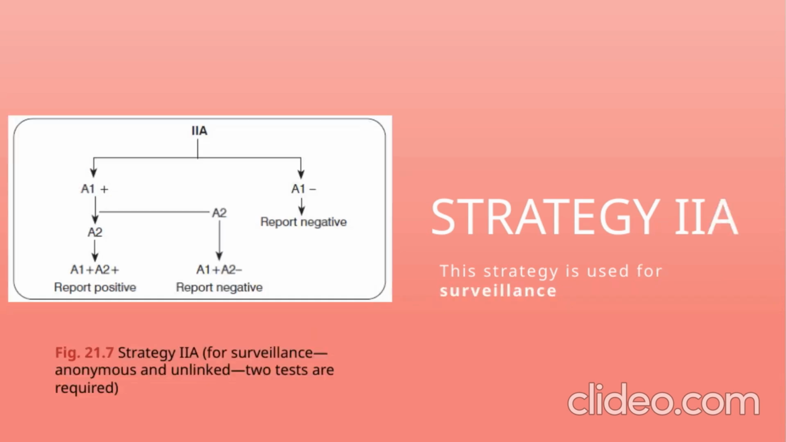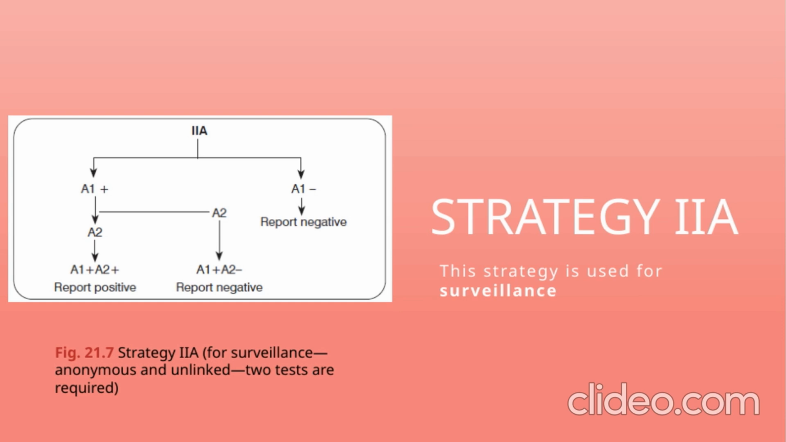Now let's take a closer look at Fig. 21.7, which illustrates strategy IIA. This strategy is specifically designed for surveillance purposes. When we talk about surveillance in this context, we're referring to monitoring situations where the data collected is anonymous and unlinked, meaning we don't have identifiable information tied to individual cases. Because of this setup, the strategy requires two tests to be conducted.